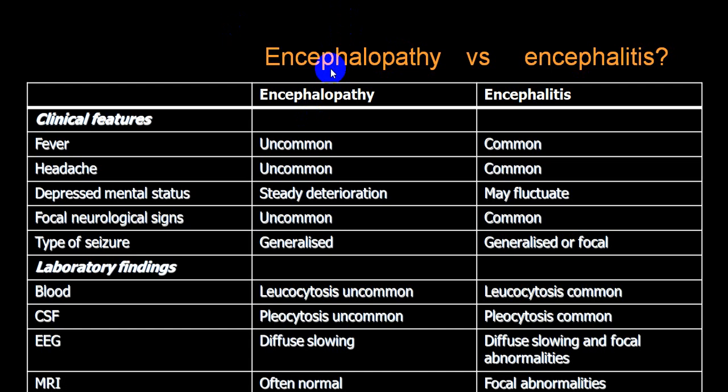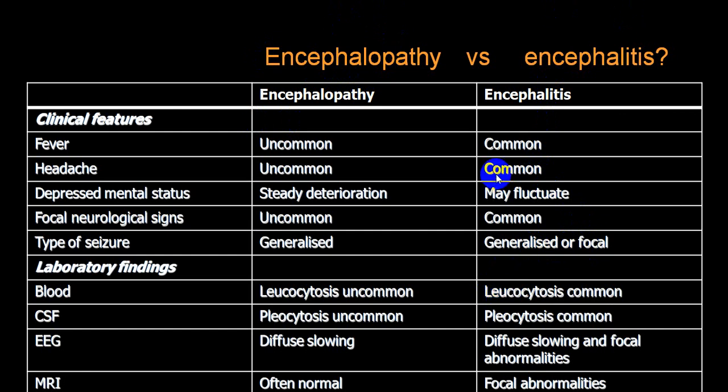You should be able to differentiate encephalopathy from encephalitis. In encephalopathy, fever is more common, headache is more common, but mental status change is much more common with encephalopathy, and there will usually be steady deterioration, while in case of encephalitis it will fluctuate. Focal neurological signs will be more common with encephalitis rather than encephalopathy. In encephalopathy, it will usually be generalized symptoms and signs. Seizures will also be generalized, while in case of encephalitis, they may be focal or they may be generalized.